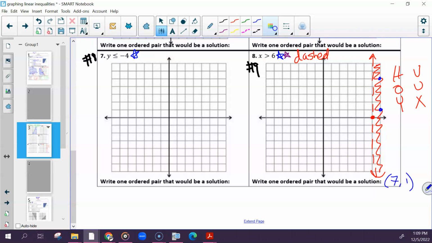In reality, these go on forever and ever off the graph. So if I said like 7 billion, that would still work. We just want to write ordered pairs that we can see, because I can't see that one. All right, questions on that?